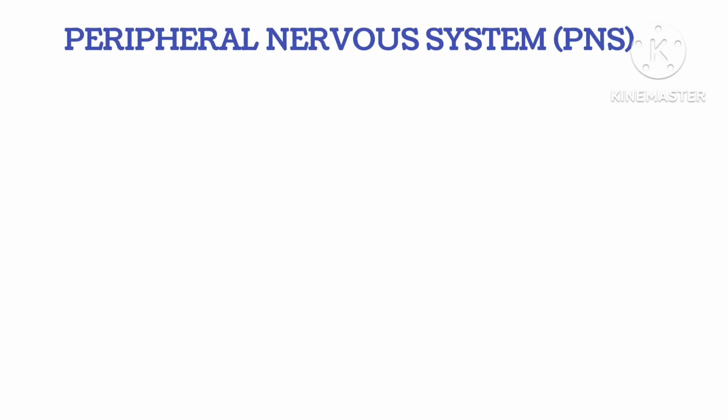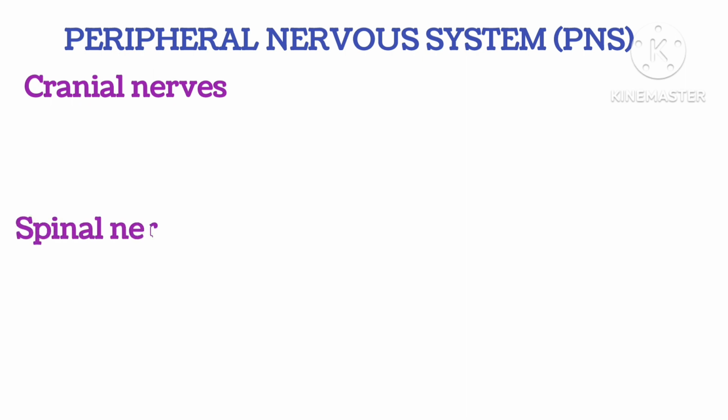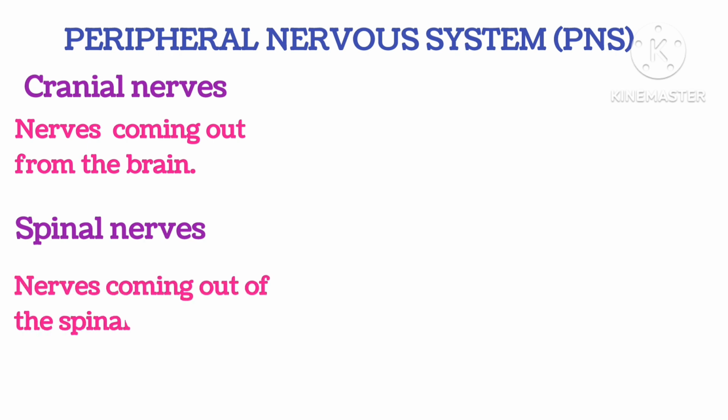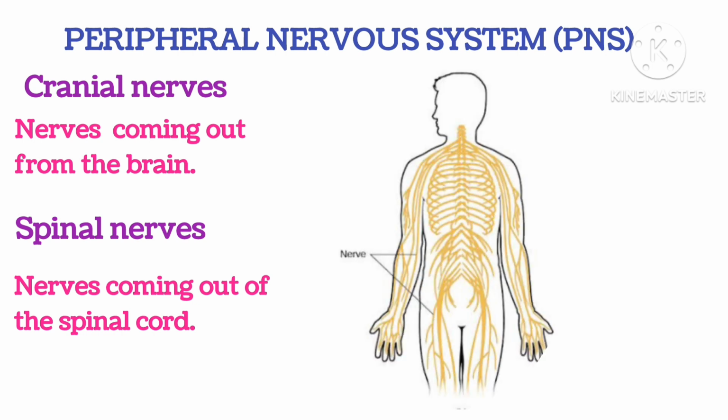Now peripheral nervous system. Cranial nerves and spinal nerves. So the cranial nerves are the nerves coming out from the brain, and spinal nerves are the nerves coming out from the spinal cord. You can see in this diagram.